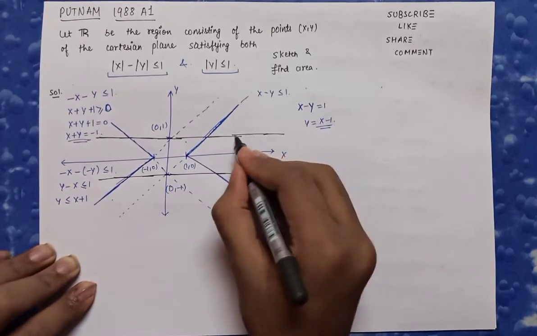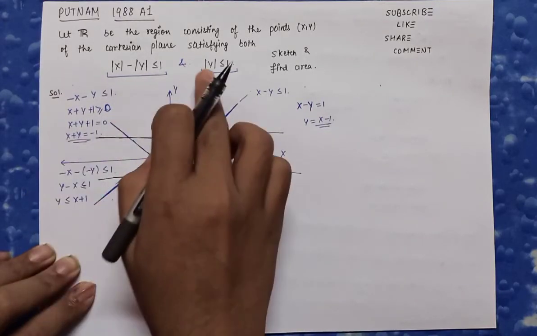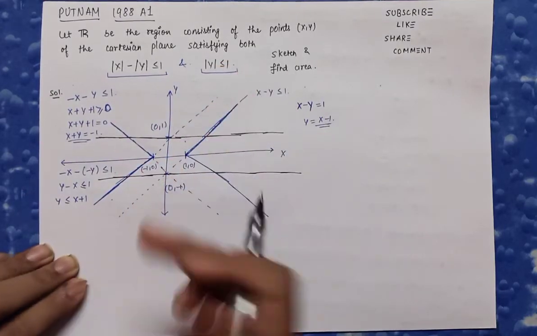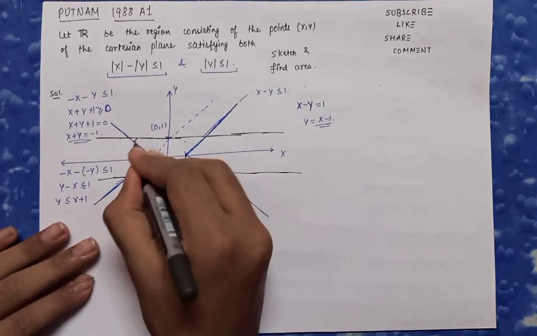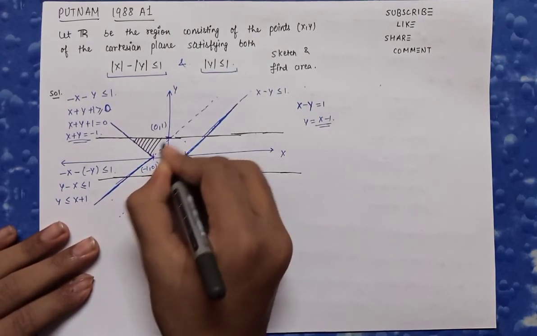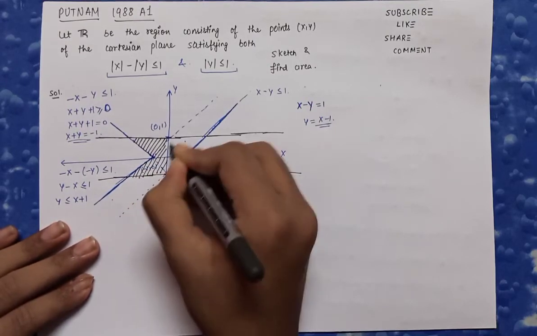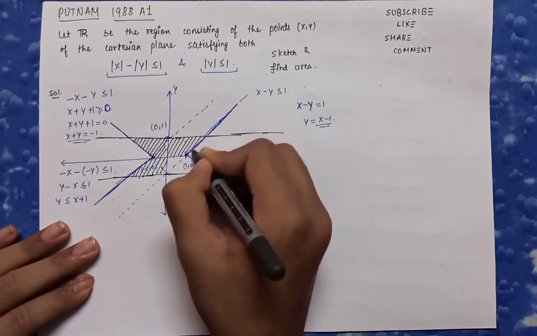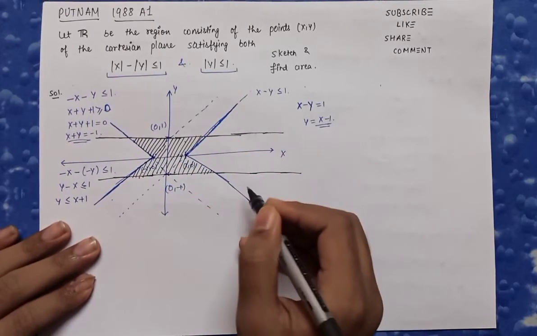Now, for the region between these two lines, the value of mod of y will be less than or equal to 1. So we just have to find the common area, and the common area can be easily observed as this region which I am shading here. This is the common region. So the shading part is done.